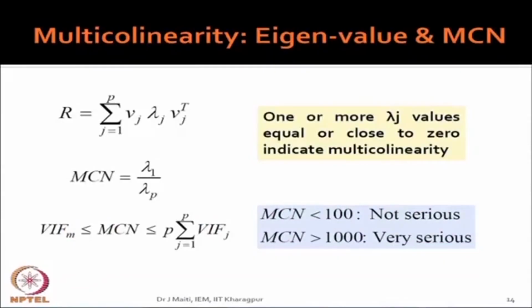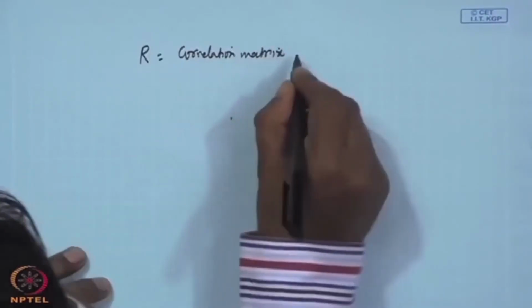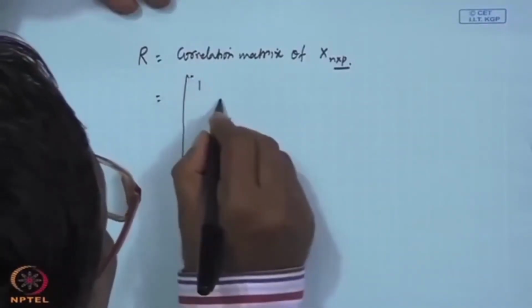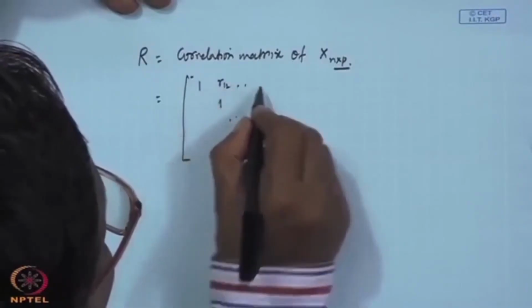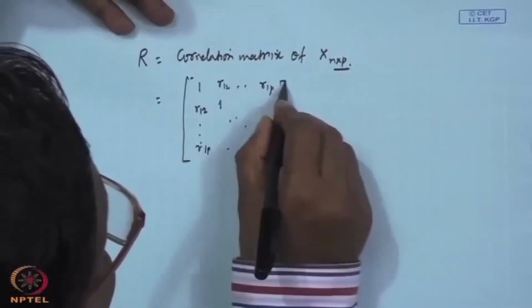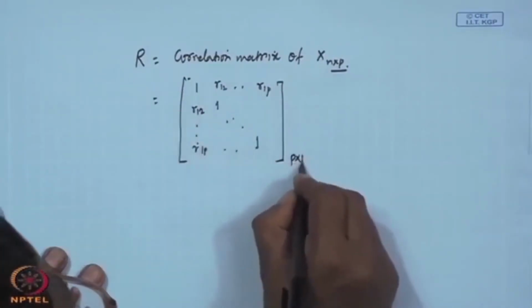Then another issue is the eigenvalue criteria. What is this eigenvalue criteria? In the eigenvalue criteria, all of you know that we are talking about the correlation matrix of X, n cross P, which will be, okay, a P cross P matrix.